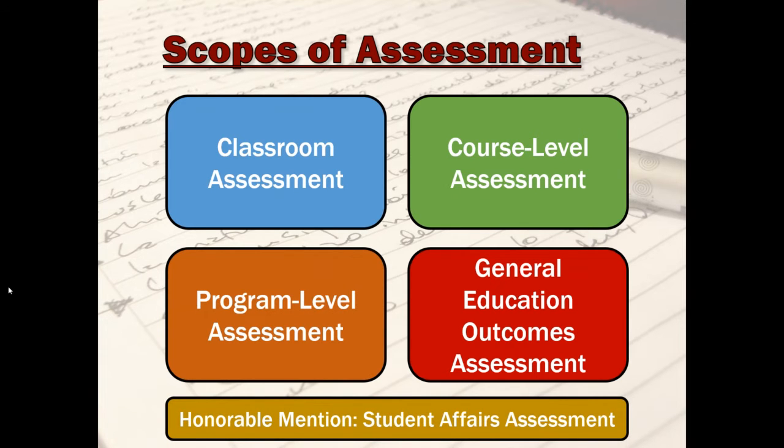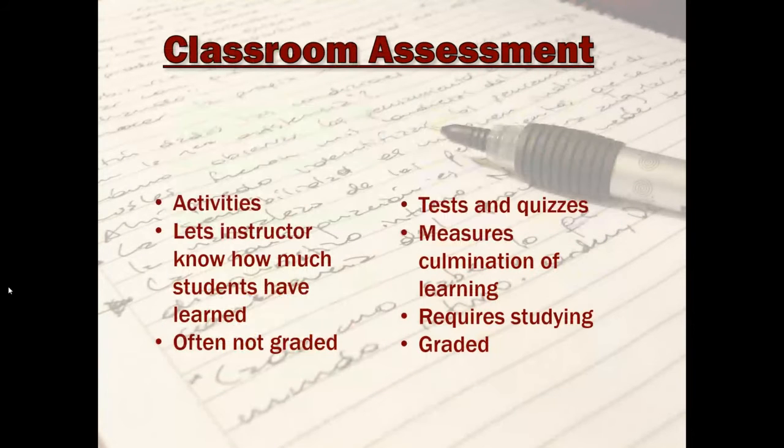Lastly, student affairs assessment. And this one is getting a lot more traction in higher ed, but people don't really know how to do it very well. How well are we doing on the student affairs side? It's so much more difficult because there are way fewer quantitative metrics, etc. However, it's important to note that this is another important type of assessment.